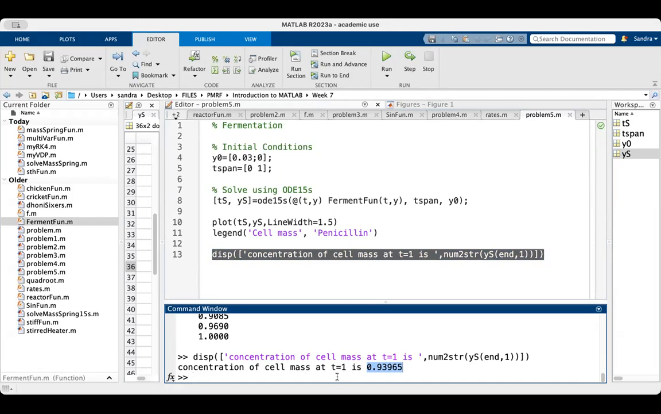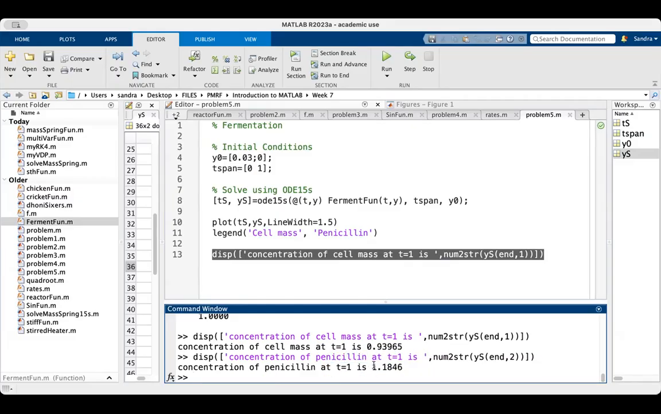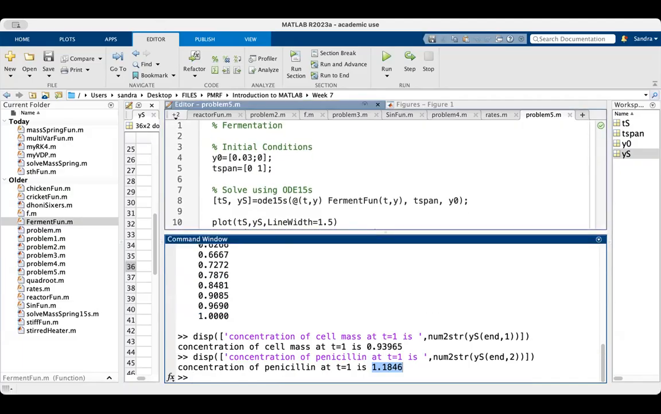And the other answer, if you want to get the penicillin value, will be 1.1846. So I hope you have got the answer. Yes, your answer is right.